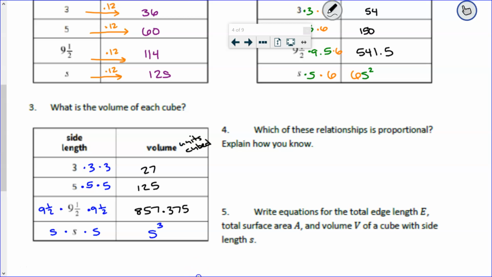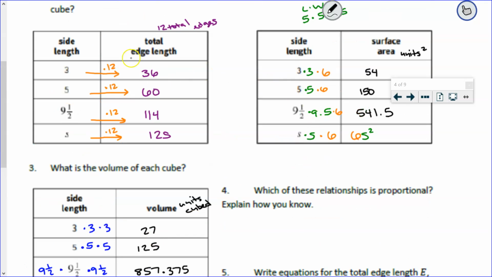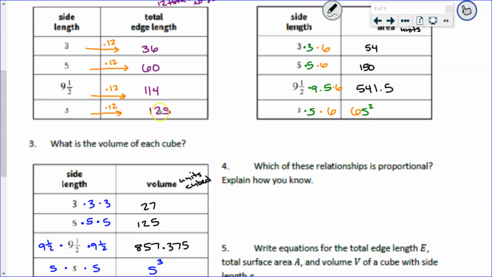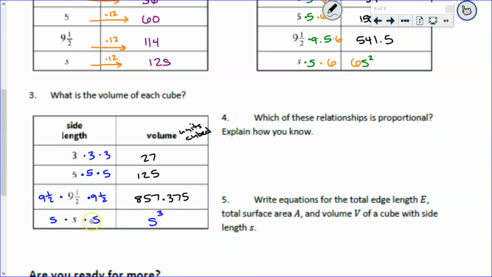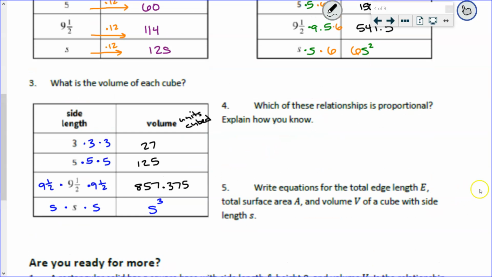All right, so what I'm going to do now is I am going to ask you to pause the video and figure out which of these relationships is proportional. Make sure you're able to explain how you know, and then I want you to write equations for the total edge length E, the total surface area A, and the total volume V, using all of this information that we did here in the tables, which we've already basically done because I figured out how I'm moving forward in that table. I know how I'm going across. So I want you to pause the video and write those equations after you figure out which one is proportional.